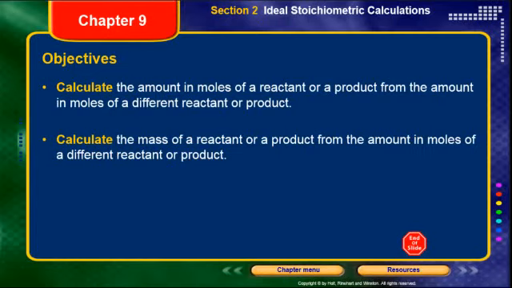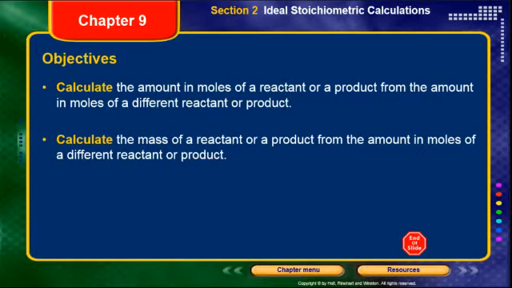Alright, chemistry, this is your video lecture for chapter 9, section 2. We're moving on from mole ratios, going to talk about ideal stoichiometric calculations. Right now we're not going to really worry about that word ideal. That won't become clear until we hit section 3.